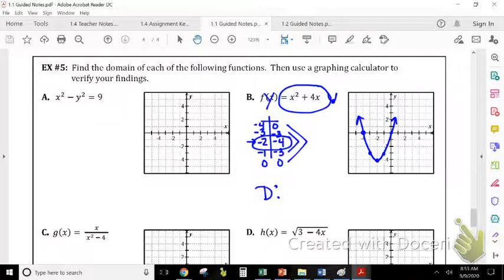The second one, is it a fraction? No, it's x squared plus 4x. That's not a fraction. And the last restriction was, is it an even root radical? Well, this one doesn't have a radical at all in it. So that means that our domain is going to be all real numbers.